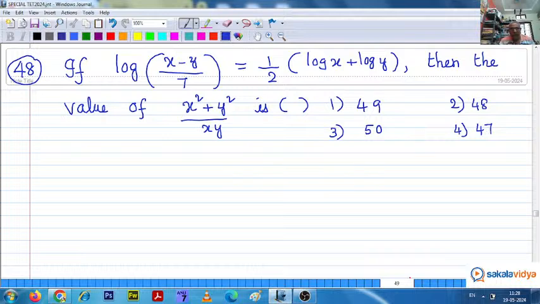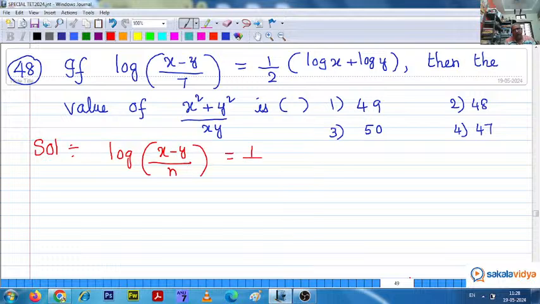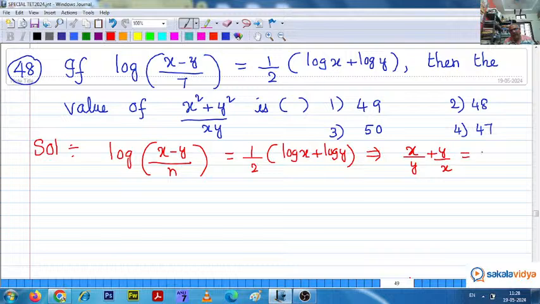Okay, so we have one beautiful shortcut that I will explain here. What is the shortcut? Log of (x minus y) upon n, instead of the constant take n, equals half into (log x plus log y). So that implies x by y plus y by x equals n square plus 2. This is the shortcut.